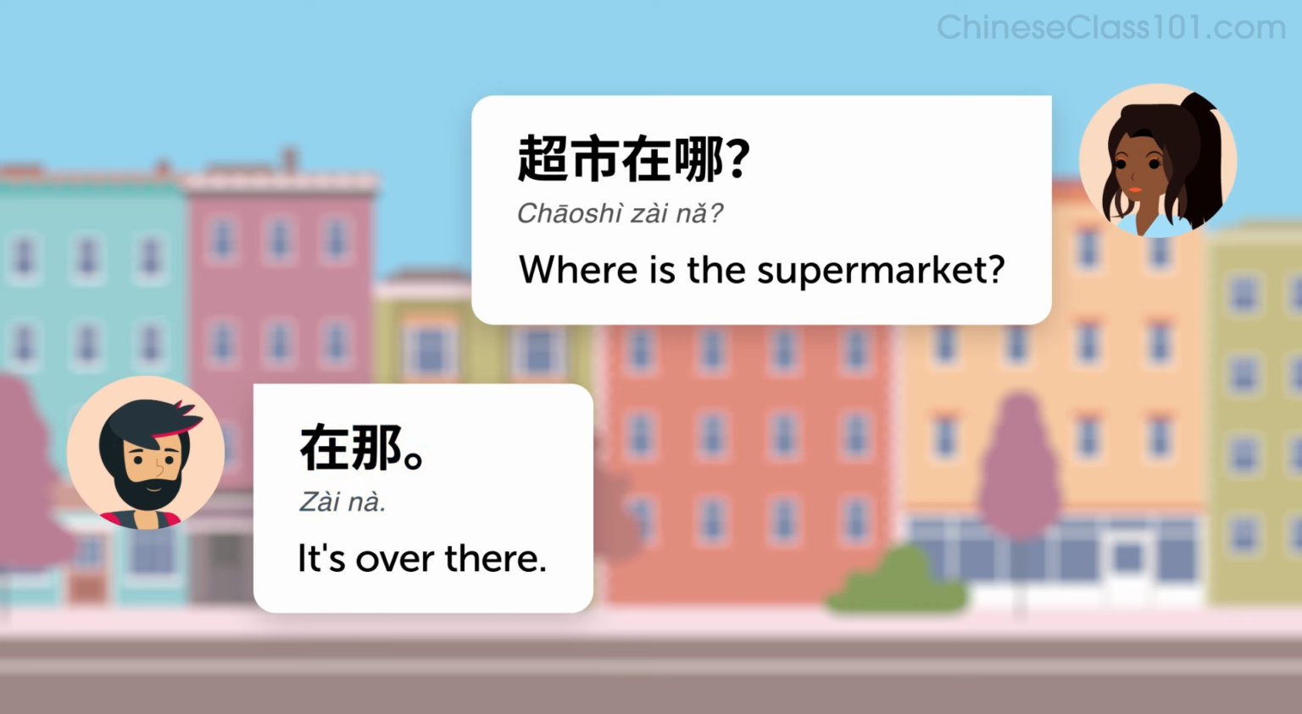Now, how do you answer this question? 在那。 Listen to it again. 在那。 This Chinese sentence literally translates as, at there. But it means, it's over there.